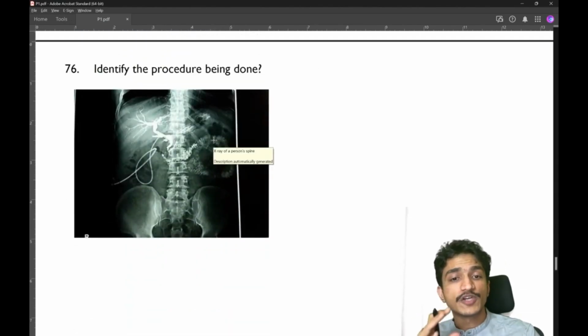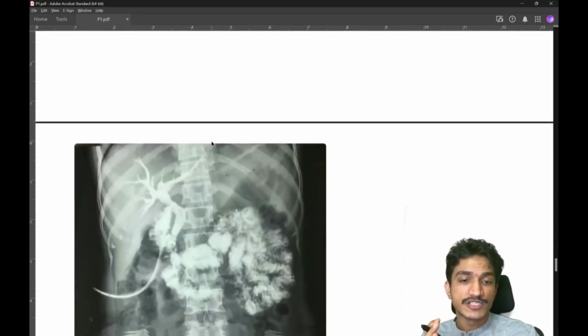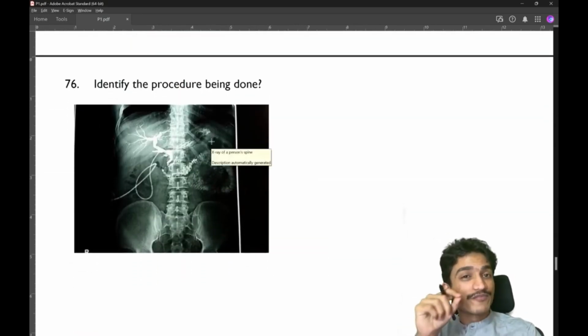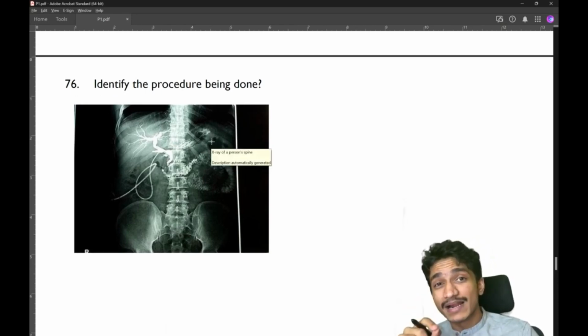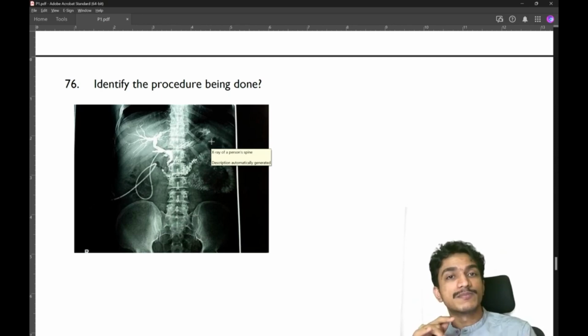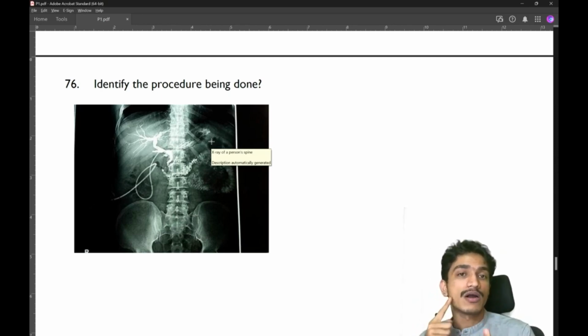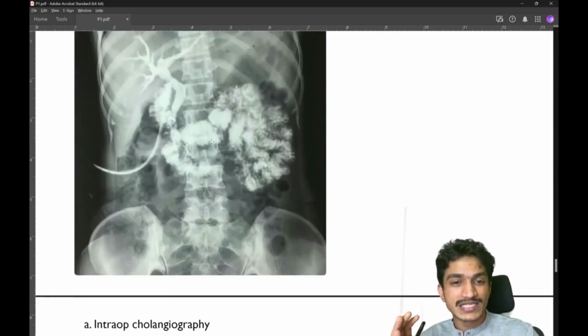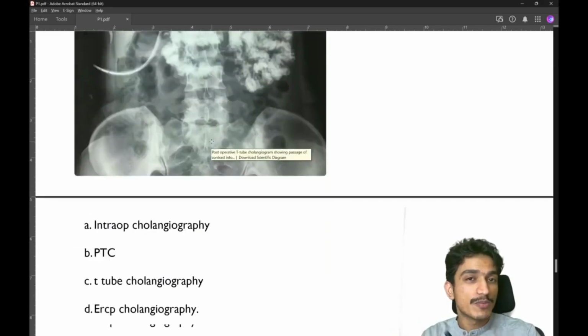Now this is something all of you are discussing, whether this was the image or that was the image. Remember that one tube is going from outside and entering into the bile duct, not entering into the hepatic duct. That means it is not percutaneous transhepatic or PTBD. It should always be T-tube cholangiogram or T-tube cholangiography. It cannot be intra-op, because you can see that it is a post-operative X-ray.